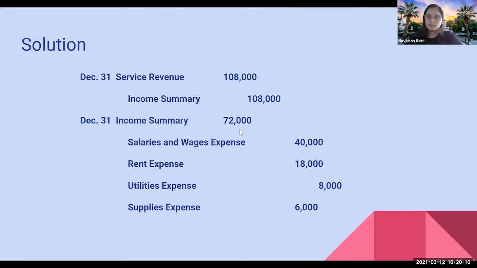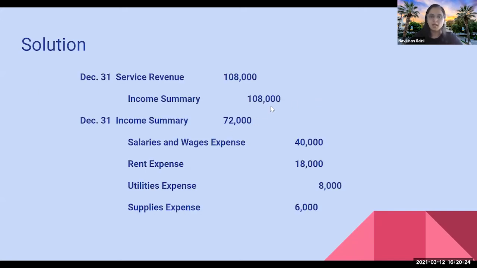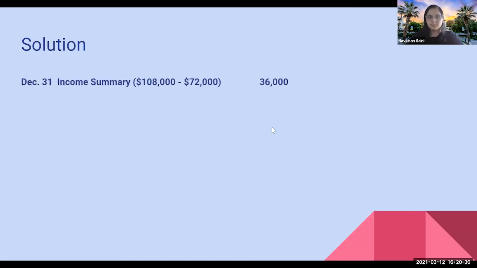And to close the income summary, we know to cancel out, we need to debit the income summary, right? Because it has more balance on the credit side. So we are debiting the income summary for the difference between these two numbers, 108,000 and 72,000, our revenue and expenses. Debiting income summary and crediting the retained earnings. This is our third step for closing entry. We are closing the income summary account to the retained earnings account.